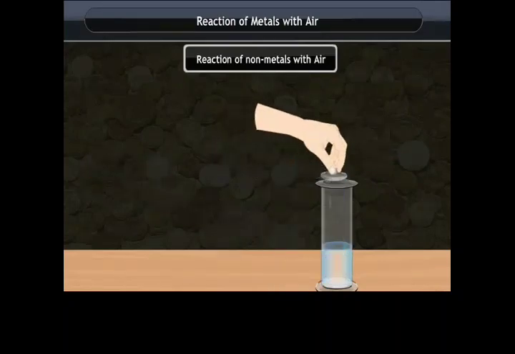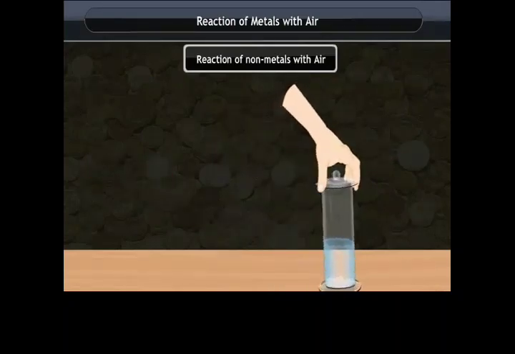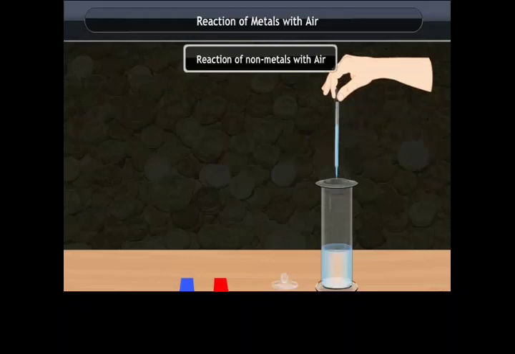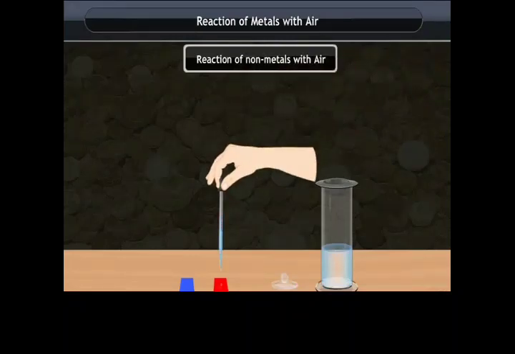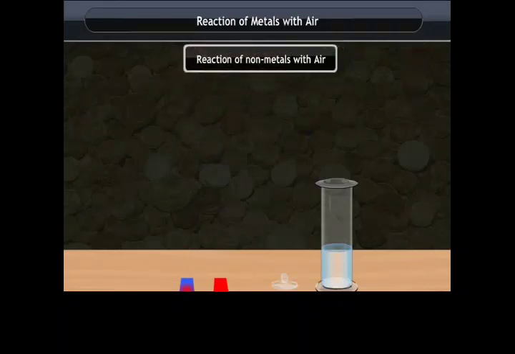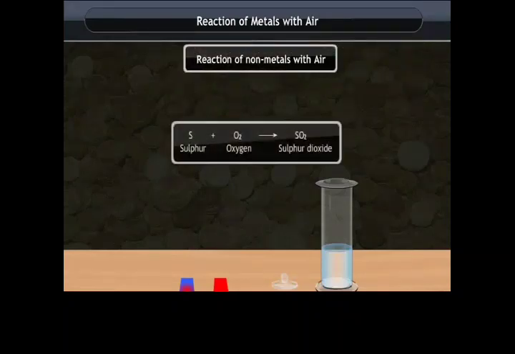Shake the tumbler well. Check the solution with the red and blue litmus paper. You will observe that the red litmus paper remains unchanged, while the blue litmus paper turns red. Sulfur is a nonmetal and reacts with oxygen to produce sulfur dioxide or SO2, which is an acidic oxide.